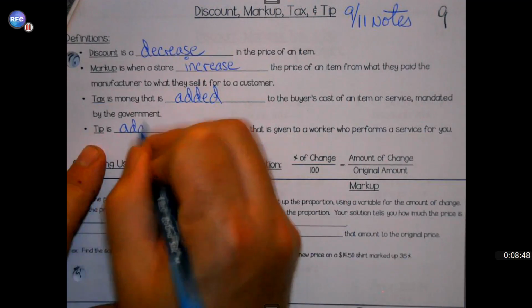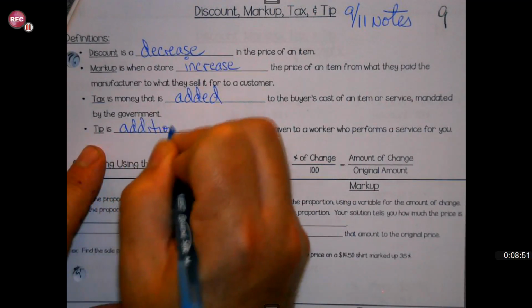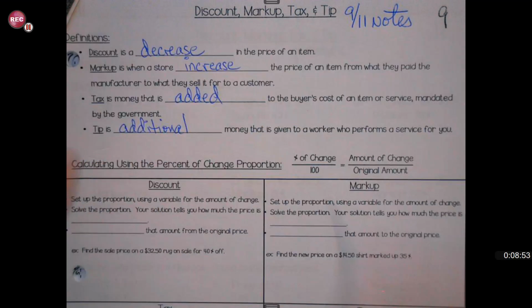tips is additional money given to workers who perform a service for you. Where do you mainly see this? Restaurants, where else? Okay.